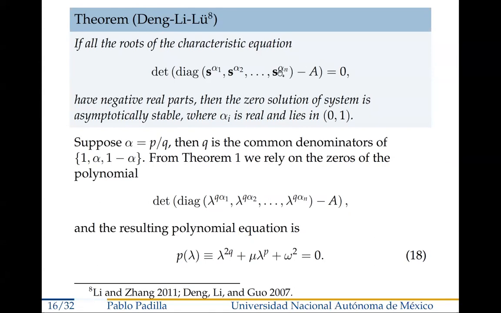So one has to consider the generalized characteristic polynomial, which is this here, and here we are assuming that alpha can be represented as a rational number P over Q, and that Q is the common denominator of, in our case, the degrees of differentiation, 1, alpha and 1 minus alpha.